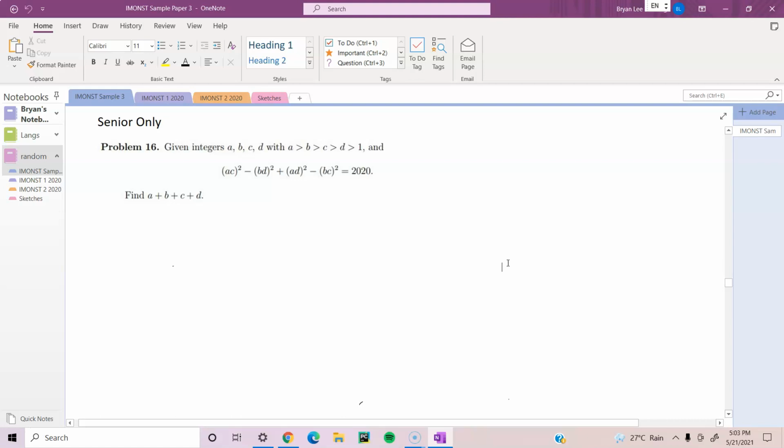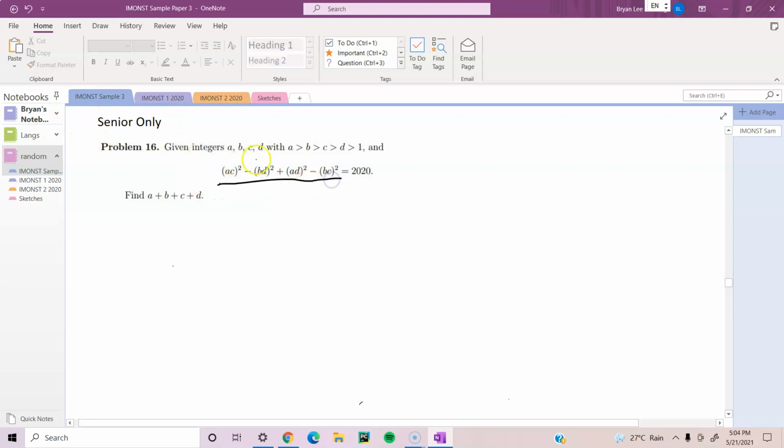So let's just start. Now, given integers a, b, c, d with a larger than b larger than c larger than d, and then d larger than 1. So we have ac squared minus bd squared plus ad squared minus bc squared equals 2020. So find a plus b plus c plus d.